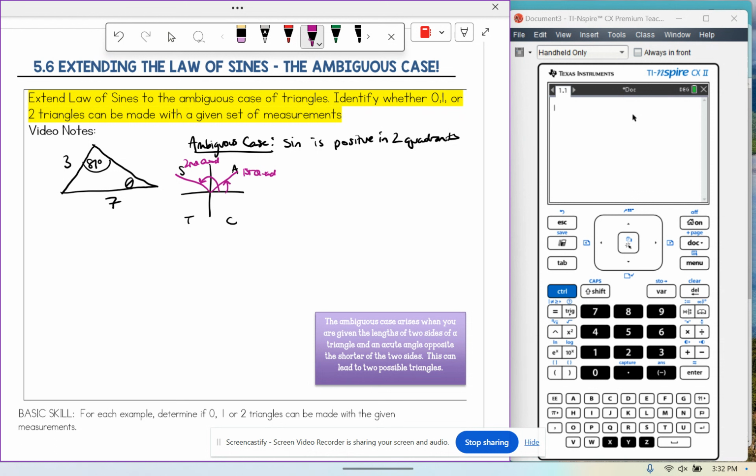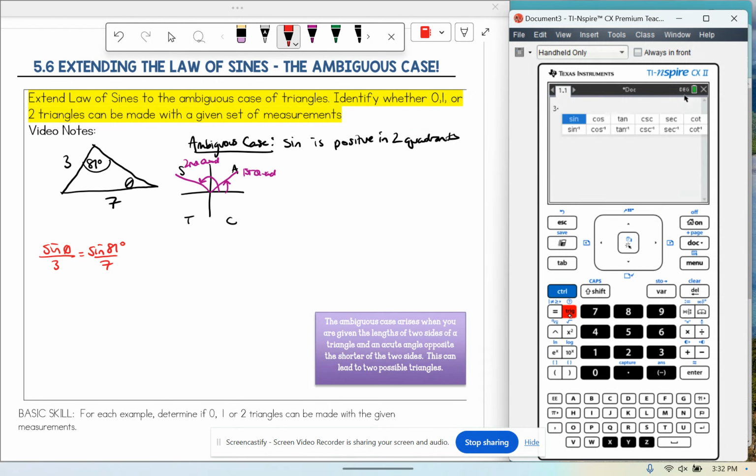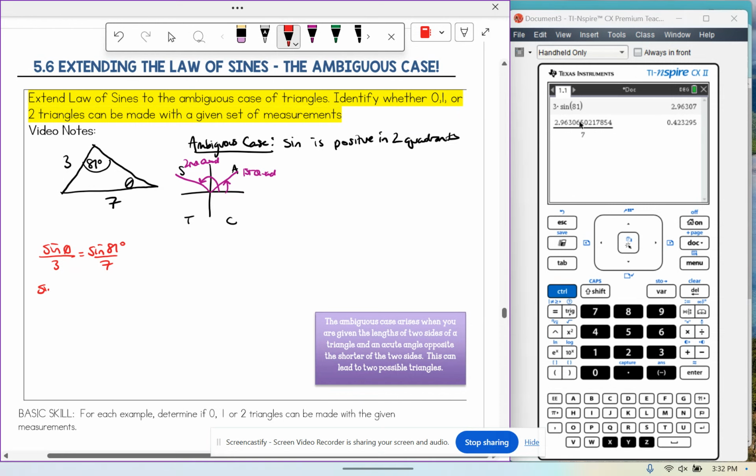So I have this as my triangle, and I'm going to try to figure out what theta is. So I have sine of theta over 3 equals sine of 81 over 7. Since 81 is in degrees, I'm going to make sure my calculator is in degrees. All right, I'm good. So I've got 3 times the sine of 81, and that's going to give me this divided by 7. So I have this as my sine of theta equals this trig ratio right here.